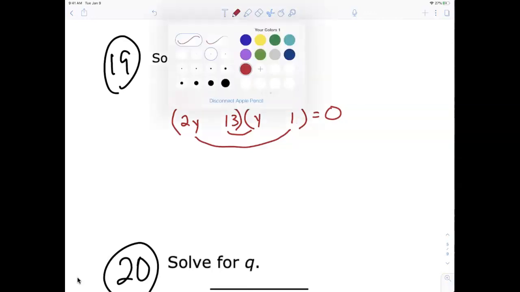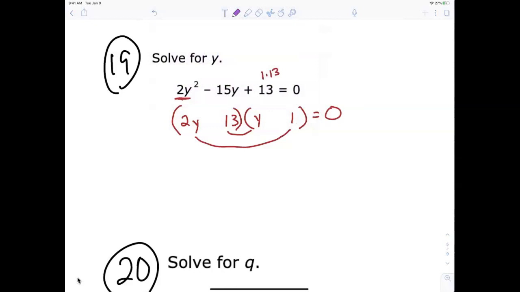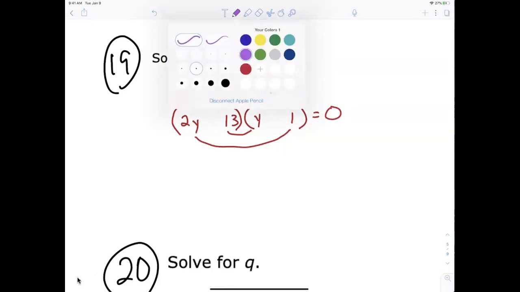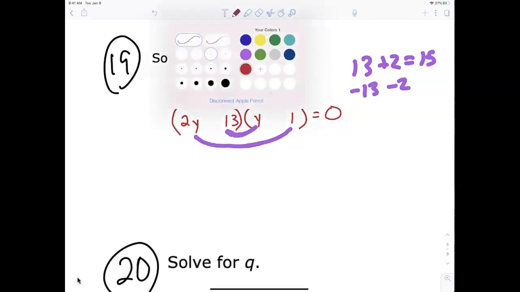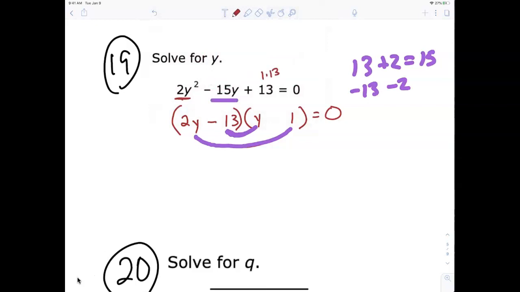Okay, and what do I mean by that? I can look here. I'm going to make it a little darker for now. Notice these two together make 13. These two together make 2. 13 plus 2 can equal 15, but I want it to be negative 15. So I want it to be negative 13 and negative 2. All right? So now we're going to go back to negative 13 and negative 1.